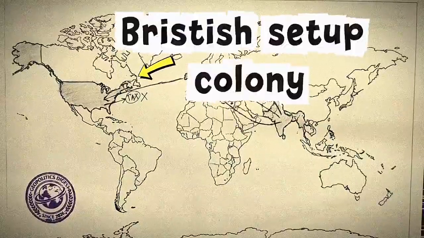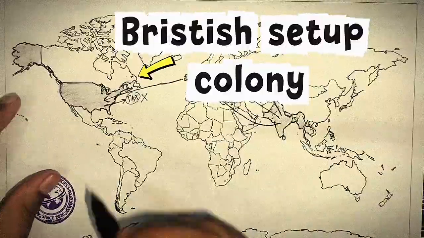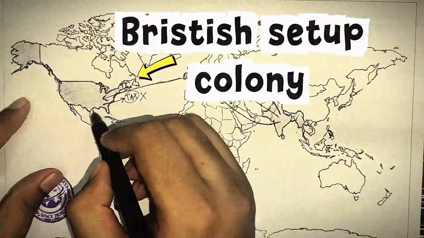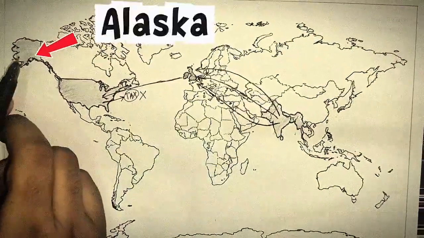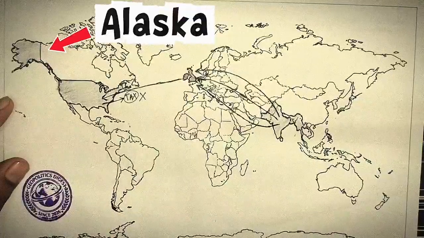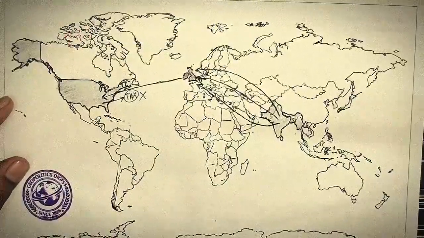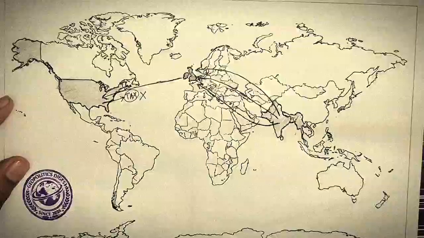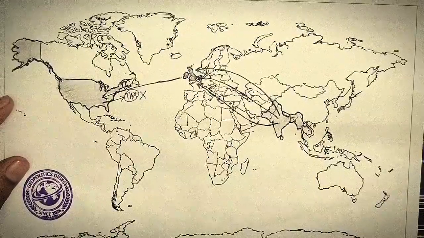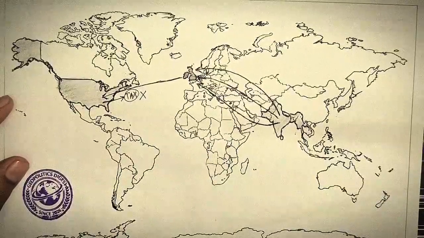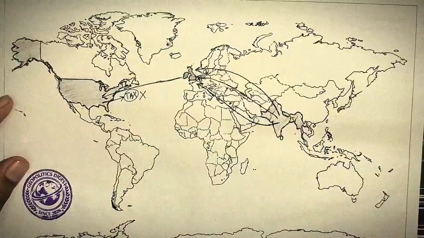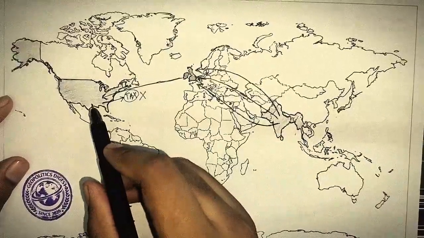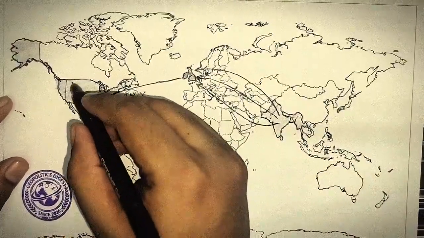They set up colonies in this landmass of the USA. This is Alaska. It was later bought by the US from the Russian Empire, much later than its independence. Now let's focus on this part. Previously, this part comprised 13 colonies.